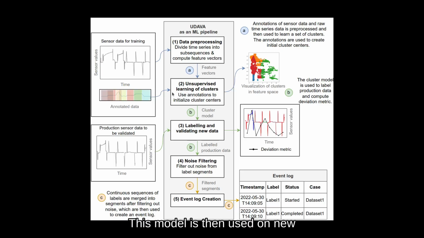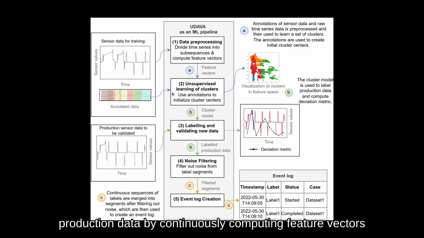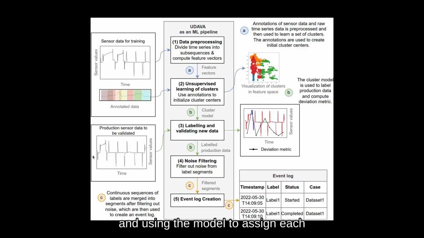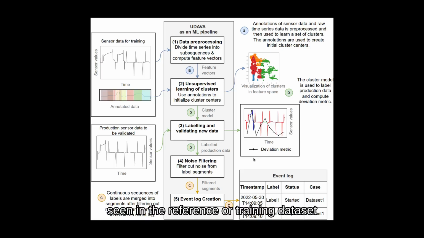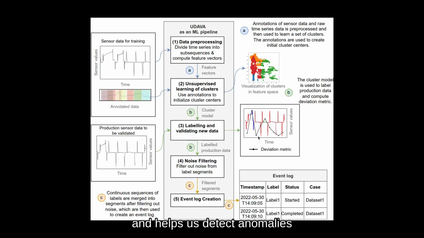This model is then used on new production data by continuously computing feature vectors and using the model to assign each subsequence to the correct cluster. We also compute a deviation metric for each feature vector and subsequence based on the sum of distances between the cluster centers and a given feature vector. This deviation metric indicates whether a subsequence is conformal to what the model has seen in the reference or training dataset and helps us detect anomalies.